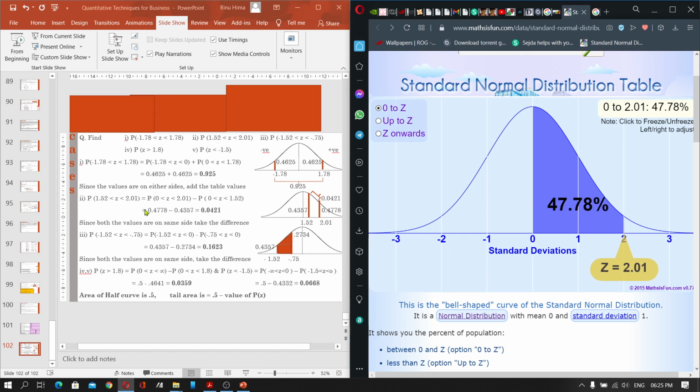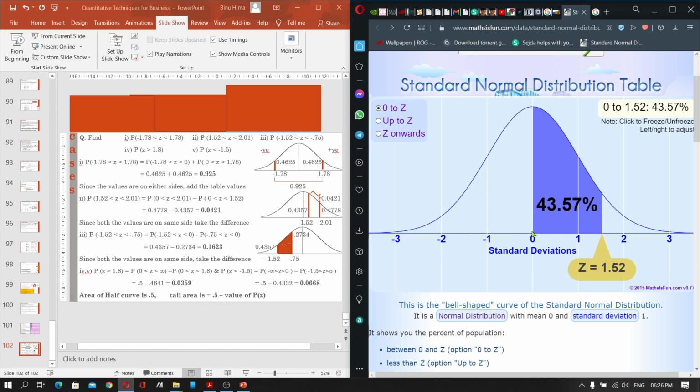47.78, otherwise known as 0.4778. I hope you know how you got 47.78 and what is the meaning of 0.4778. We have explained that concept during the computation of table value. From here to here, the value is 0.4778, and next one is 1.52. 1.52 is almost here. From here to here, the value is represented as 0.4357.